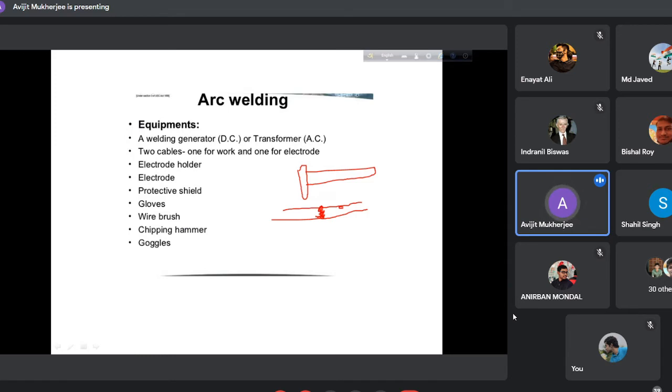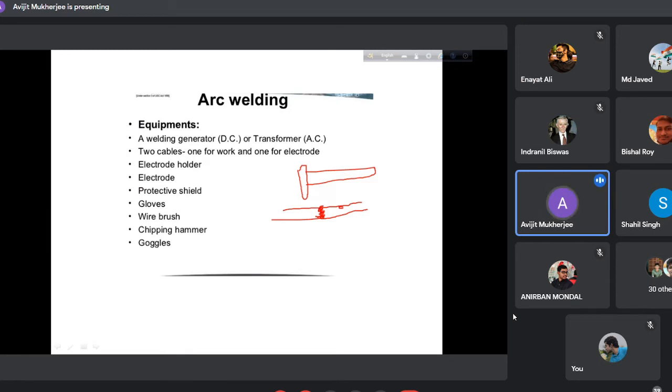So immediately after one pass, using a chip breaker or chipping hammer, remove the oxide scales and then clean this area using a wire brush. A wire brush is also used to clean the area, that is, to remove any sort of dirt, dust, grease, etc. from this weld area. Otherwise, a good quality weld will not be achieved.